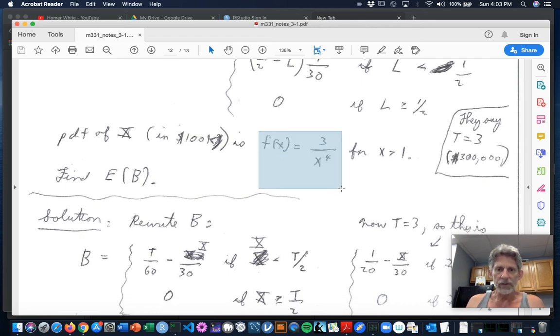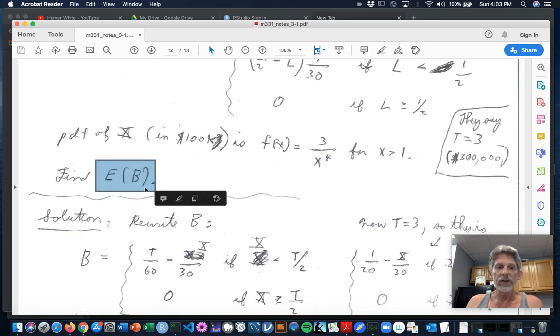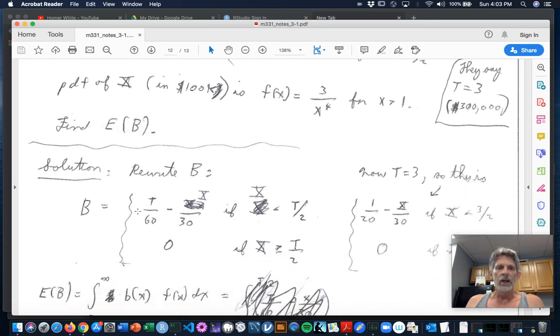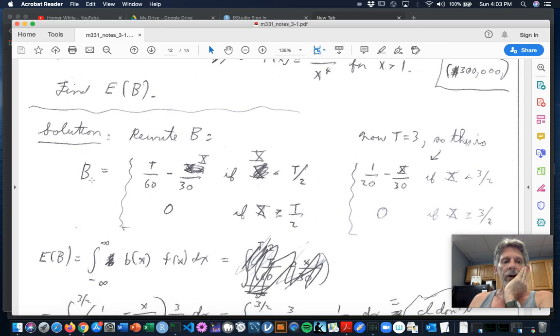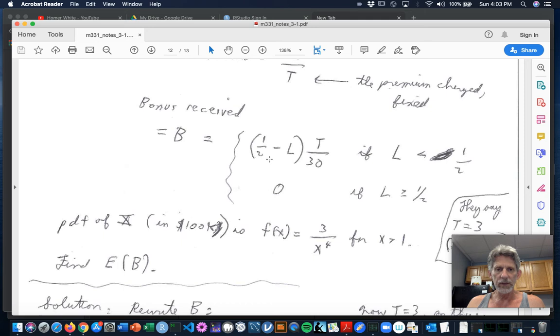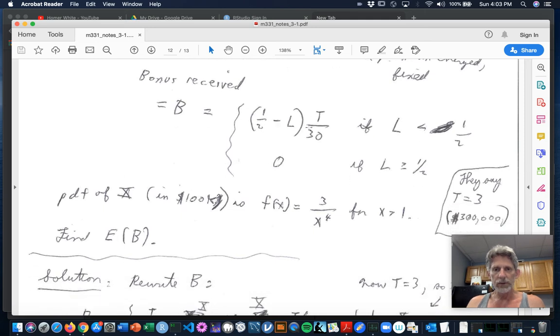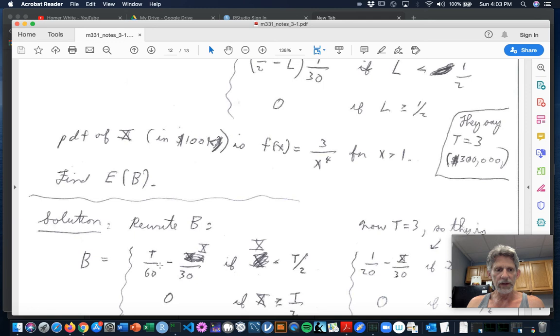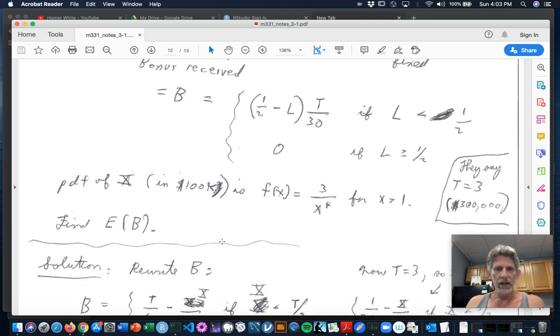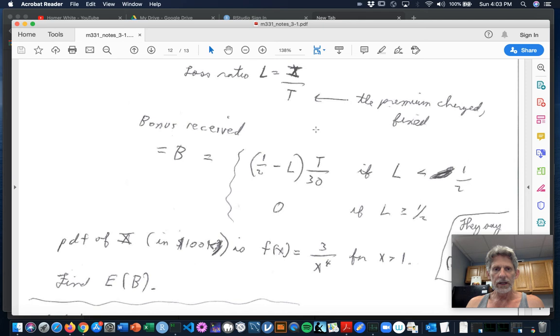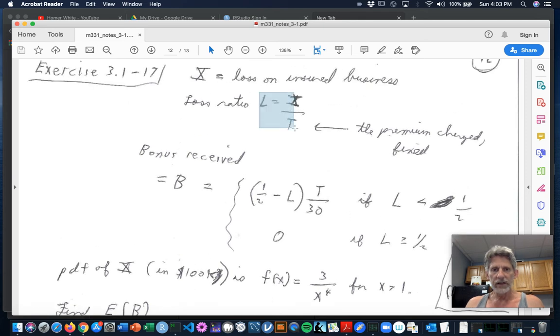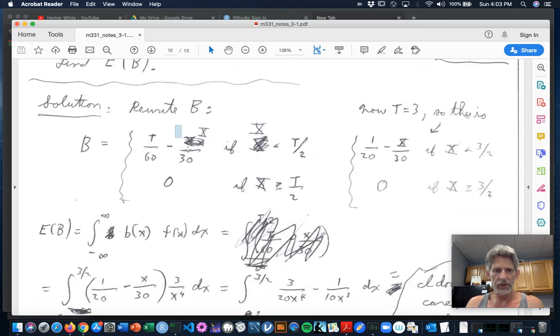So given that those are the probabilities for the losses to be various values, what's the expected value of the bonus for the insurance salesperson? To find the expected value, I would first rewrite the random variable a little bit. It's written up like this, but I'm going to multiply in the T over 30. And so I get a T over 60, and then I've got an LT over 30. But LT is actually X if you look back up there. So that's an X over 30.